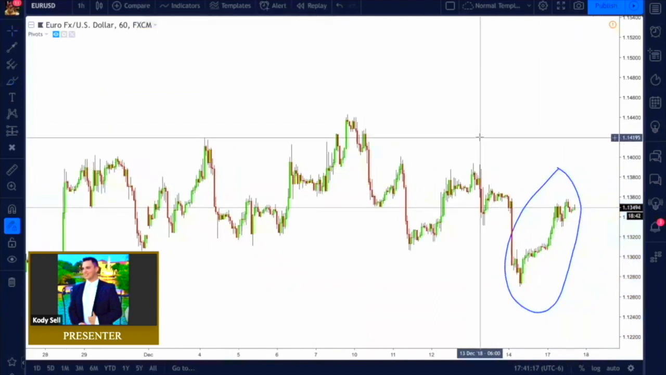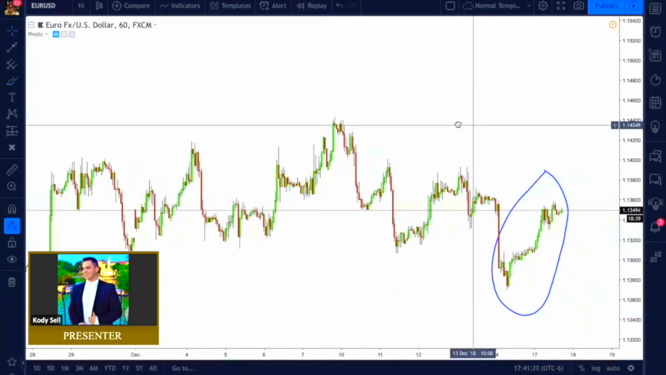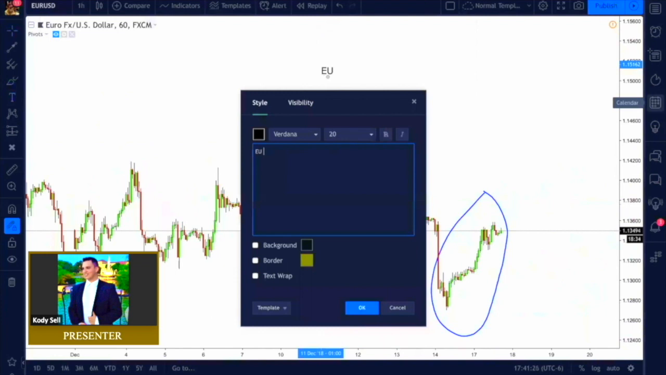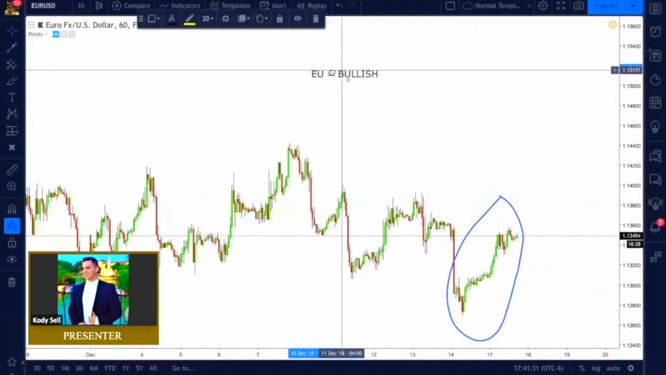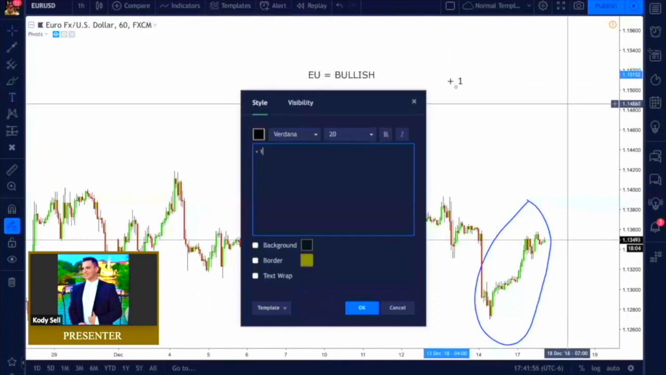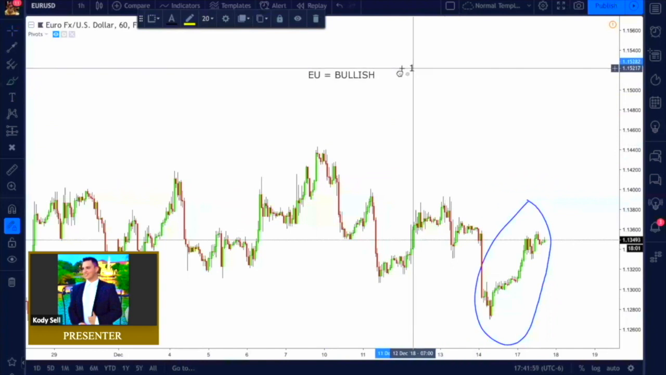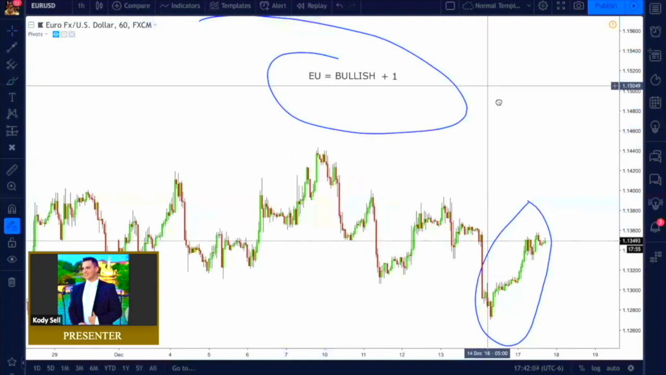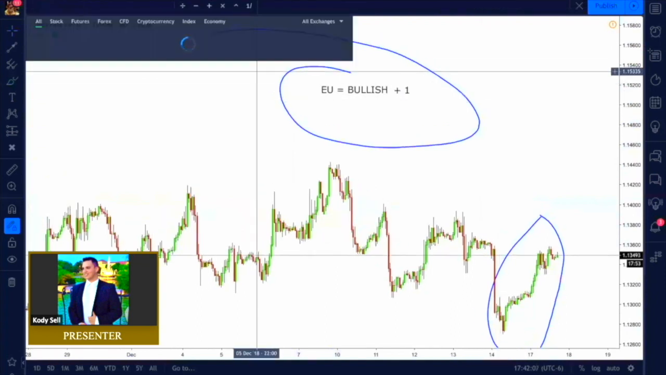Okay, you guys can use any time period or any amount of the market to make this determination, but EU is bullish. Okay, so EU equals bullish. So what I like to do is, if it is bullish, I give it a +1. So +1, okay? EU is a +1. Just keep this number in mind. I'm not going to write this down somewhere because I already have it in my mind. EU is +1.